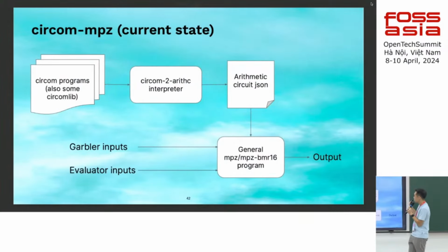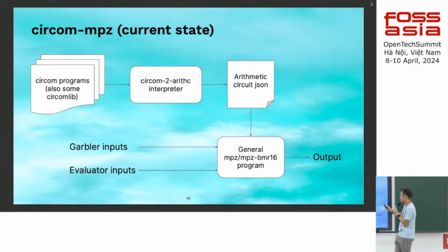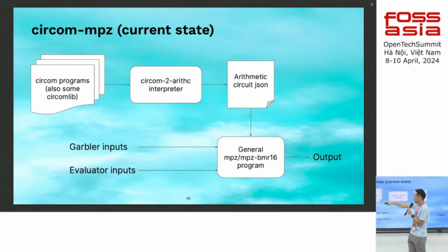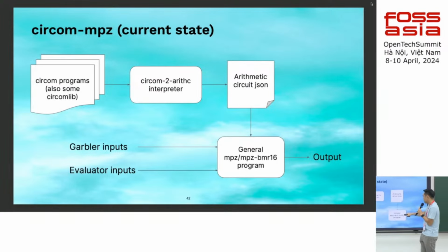Còn cách sử dụng, gọi là cách mà mình đi từ chương trình cho đến tính toán ra như thế nào á, thì hiện tại mình có thể làm theo kiểu là viết một chương trình bằng ngôn ngữ SOCOM, rồi sau đó nó sẽ được dịch thành một cái mạch, và cái mạch này sẽ được đưa vào thư viện là MPC hay là MPC BMR16 này. Rồi cái này chỉ đơn giản là một giao thức để tính toán trên cái mạch này thôi. Thì mình sẽ tính ra được kết quả.